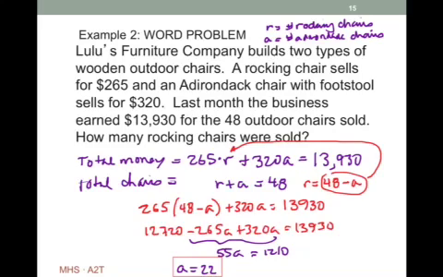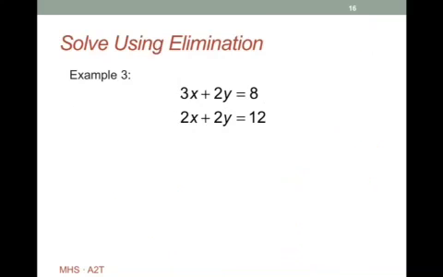We know that all the chairs have to add up to 48, so now I can solve to figure out how many rocking chairs that is. It's going to be 48 minus 22, or 26. So now you know how many chairs of each.